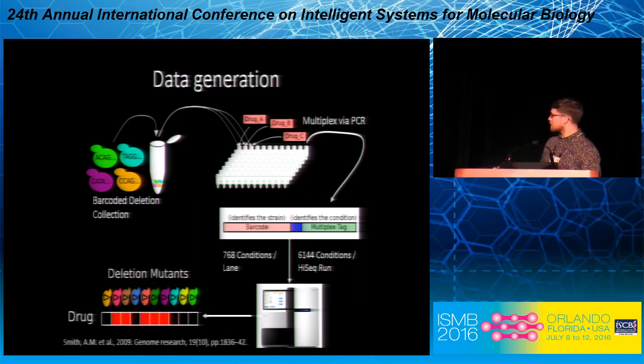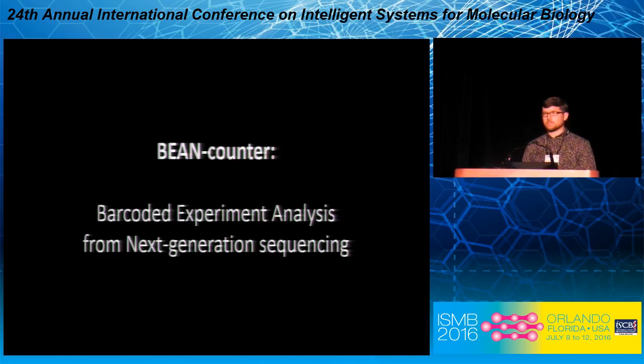We end up at the end, after doing the sequencing and data processing, with these profiles. So what is the processing that leads to these profiles? That is the first piece of software, which we have called BeanCounter.